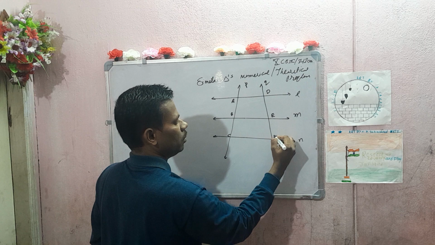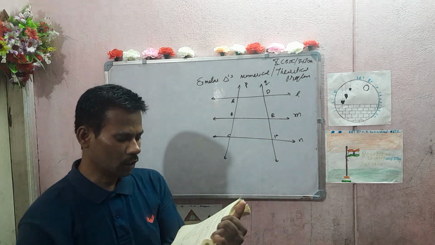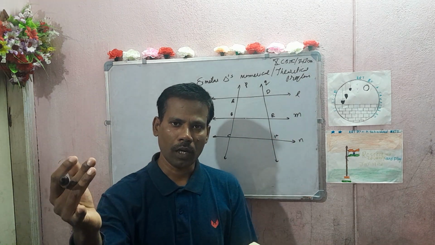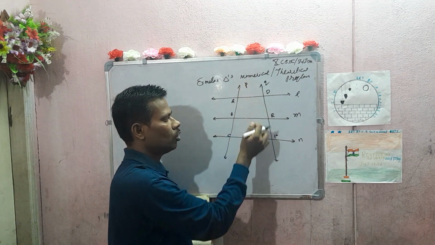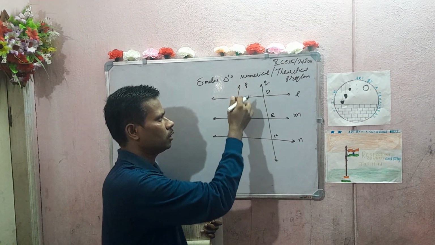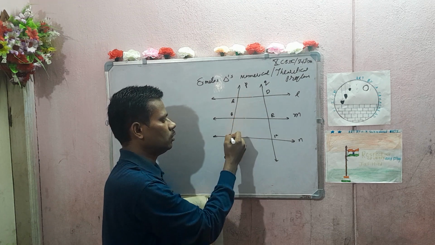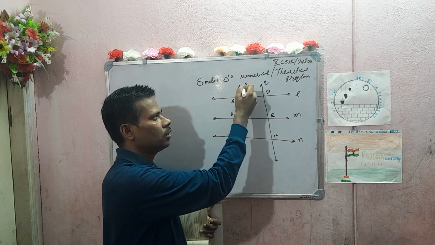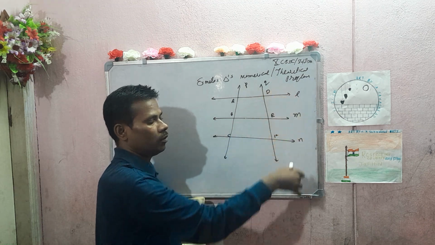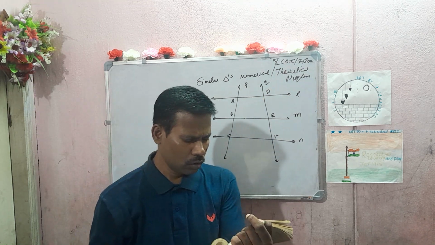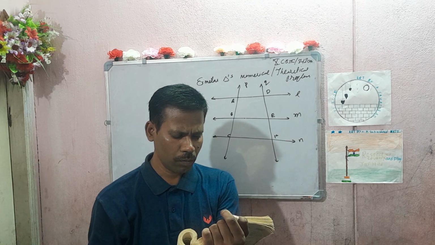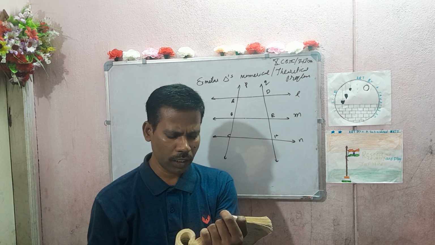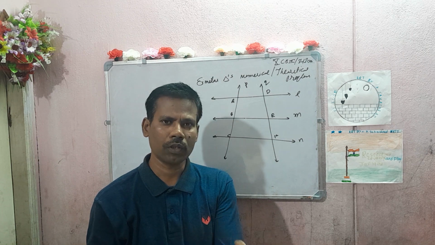D, E, F. Transversal means a line which intersects two or more lines at different points. Different points means here A, B, C, on two or more lines. P is a transversal to L, M, N. So what does it say? Prove that if three or more parallel lines are intersected by two transversals, the intercepts made by them on the transversal are proportional.